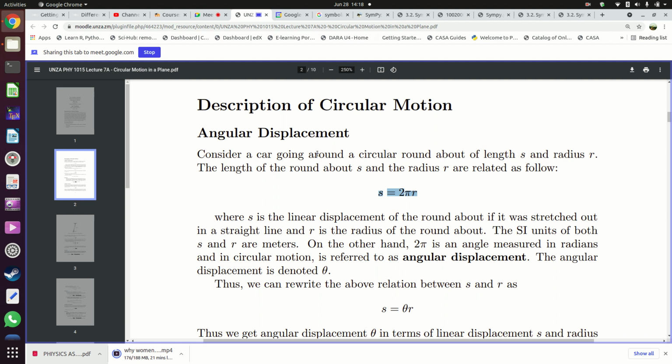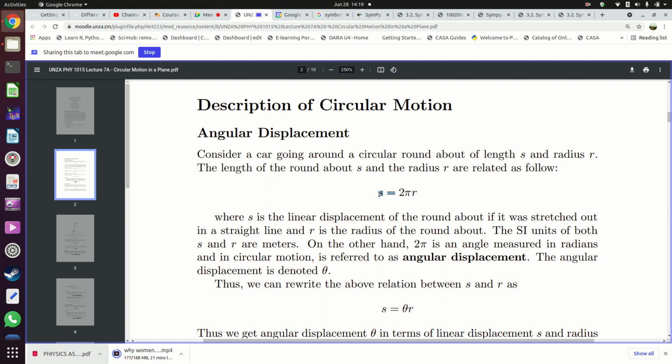The reason is, you can get a roundabout, cut it at a point, and imagine you stretch it into a straight line. The length of distance you're going to cover is going to be S. So this is showing that there's a connection between how much you move in a circle and how you move in a straight line, through the circumference.